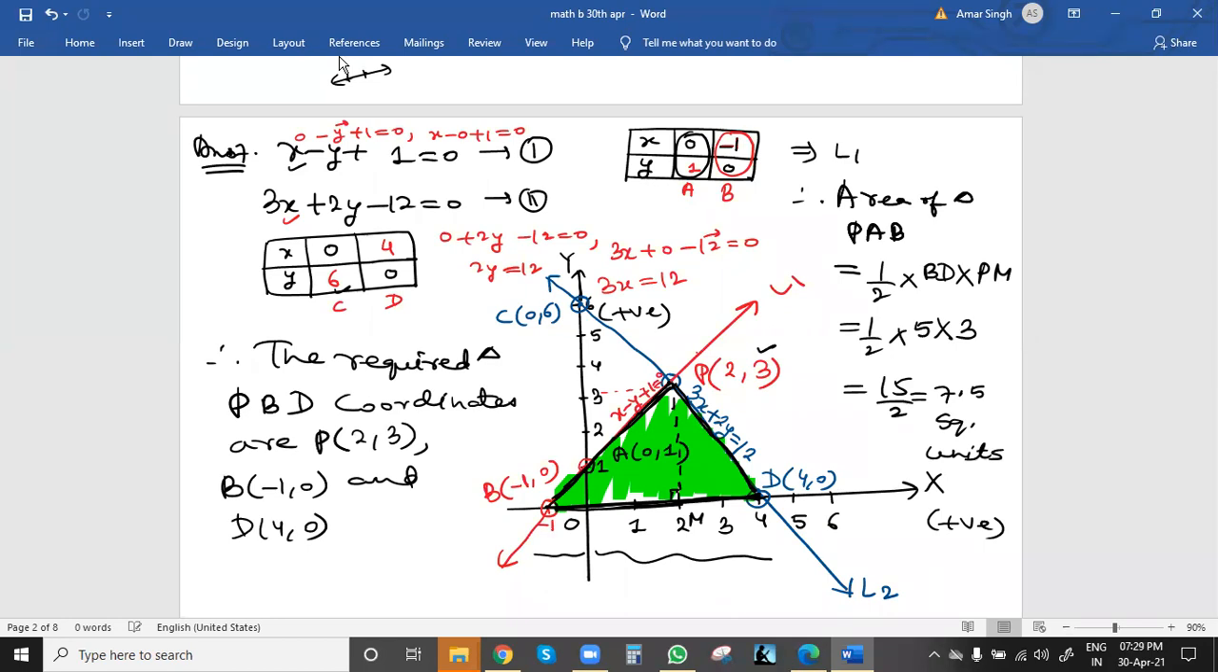A is (0, 1), x 0, y 1. Here we have shown A, and the second one is (-1, 0). x is minus 1, y 0, on the x-axis at a distance of 1 unit in the negative direction. So we can join these 2 points, A and B, and extend in both directions to get line L1.